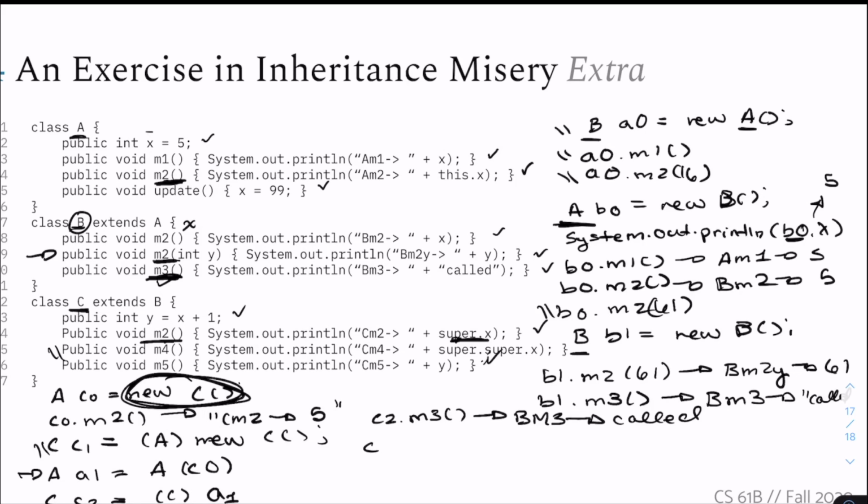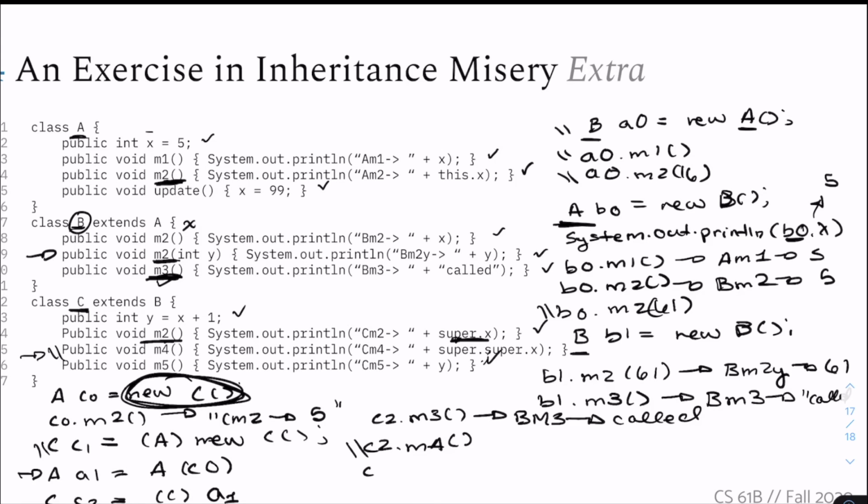Next, we try running C2.M4. At compile time, we notice that, if you'd recall from earlier, we actually commented this out because it's an invalid function. So there is no M4 in C. We go up a level, we check B, there is no M4 in B. We go up another level, we check A, there's no M4 in A, so there's no M4 at all. So this is also going to error.